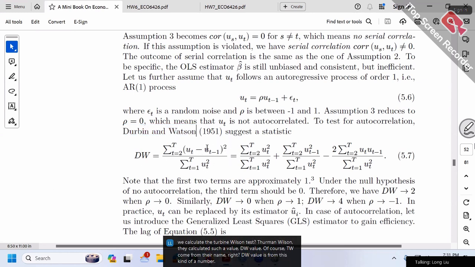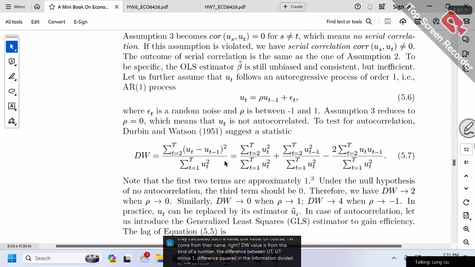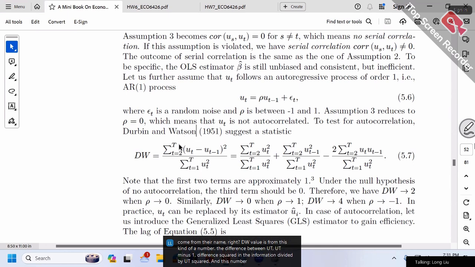The difference between u_t and u_t minus one, squared, then summed, divided by the sum of u_t squared. And this number is actually very simple. The numerator, if you expand it, is (a minus b) squared. Of course, very simple. We can expand it into three terms: a squared plus b squared minus 2ab. That's why we have three terms. See, the first term, a squared plus b squared minus 2ab.